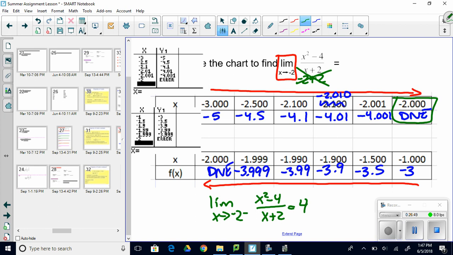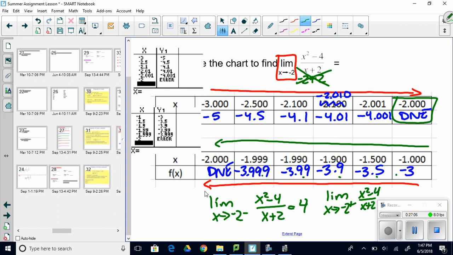Likewise, if you do the limit as x approaches -2 from the positive side of this function, as we get closer and closer to -2 from the positive side, the y values are still getting closer and closer to -4. Oh, yep, this was -4 over here too. So since the left-hand side's getting closer to -4 and the right-hand side's getting closer to -4, the limit as x approaches -2 must be -4.